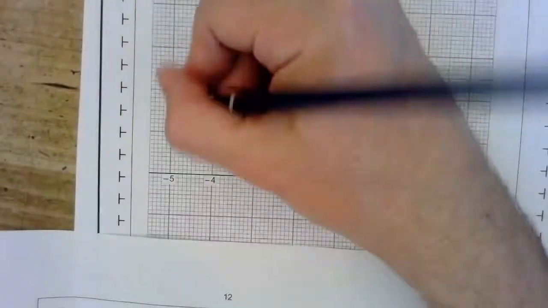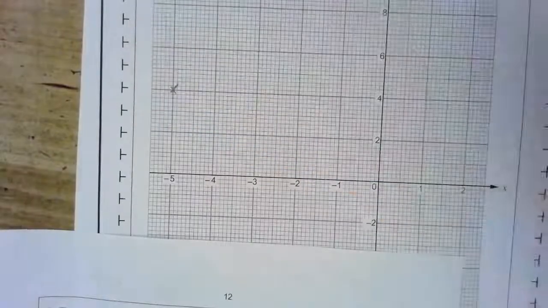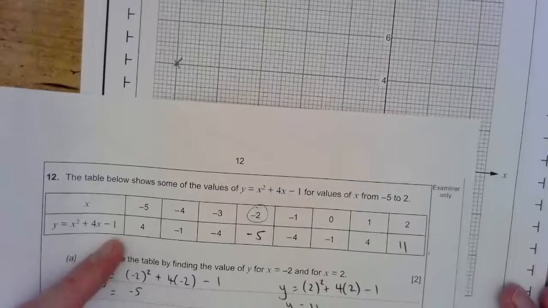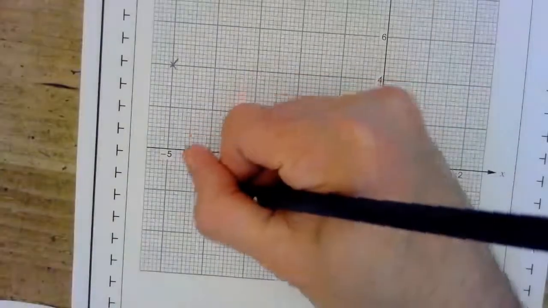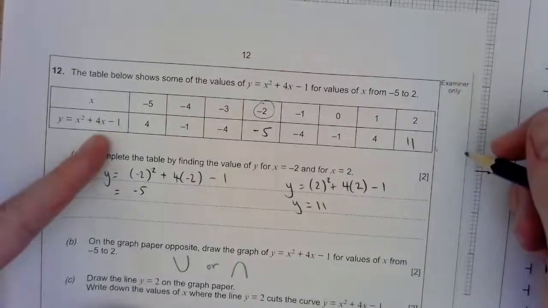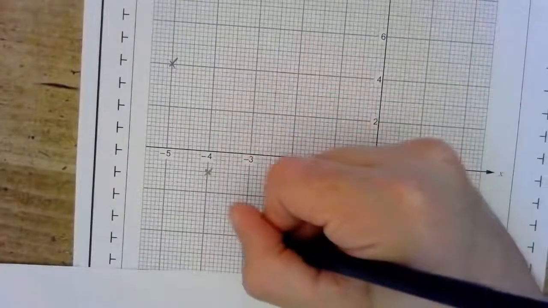So minus 5 and 4. So minus 5 and 4 will go there, across to minus 5 up to 4. The next one is minus 4 and minus 1. So minus 4 and minus 1 will go there. The next one is minus 3 and minus 4. So minus 3 and minus 4 will go there.